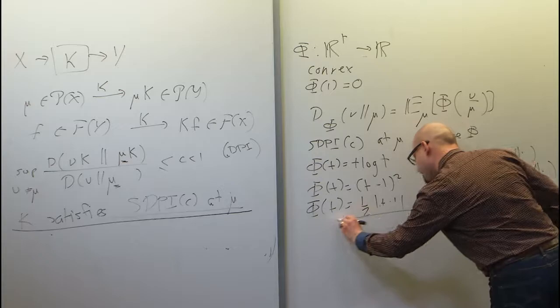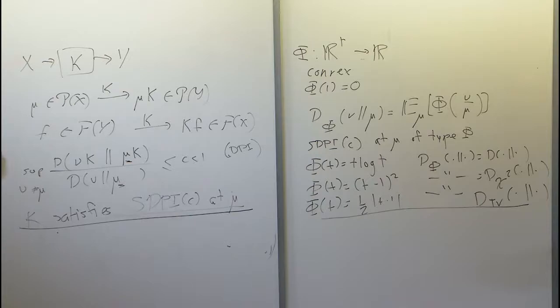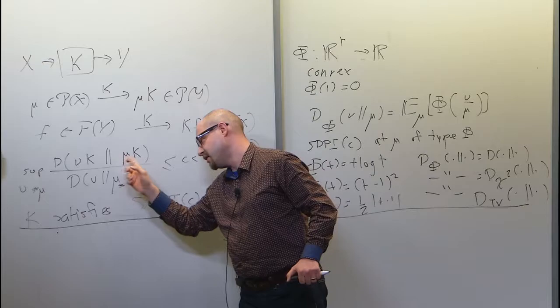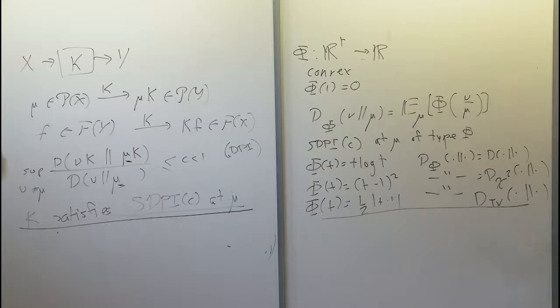So for relative entropy, don't you need it to be just minus log t? No, because what I did is I put mu in the denominator. So because I always want the reference measure to be in the second slot of the divergence. Now, strong data processing inequalities actually have a very, very long history.